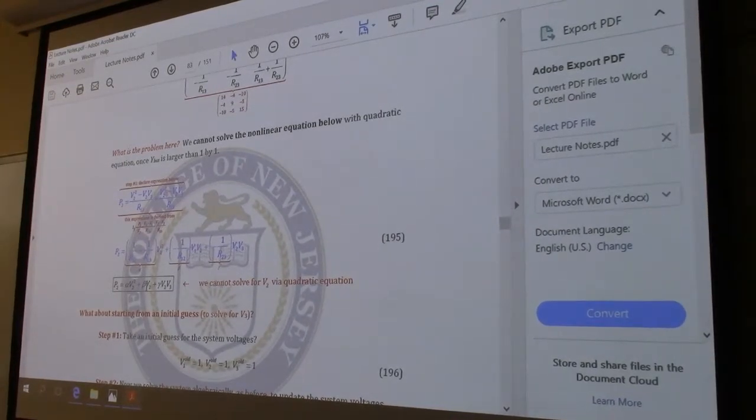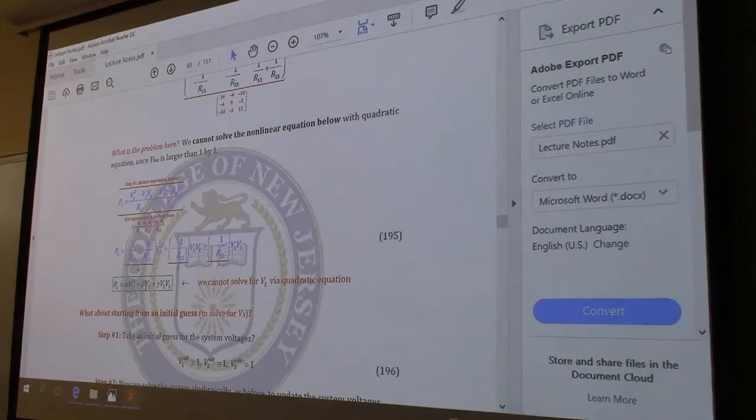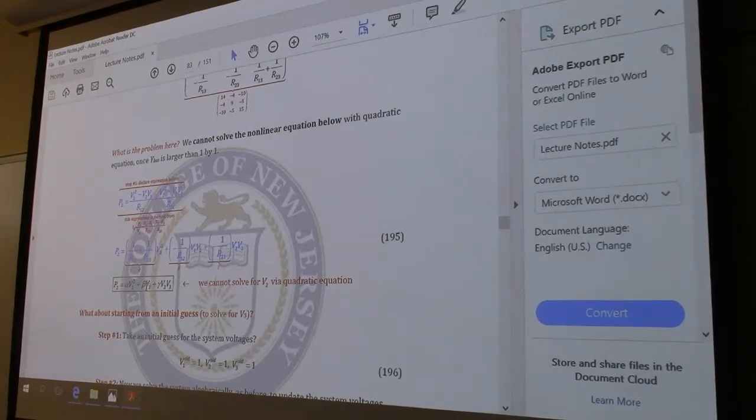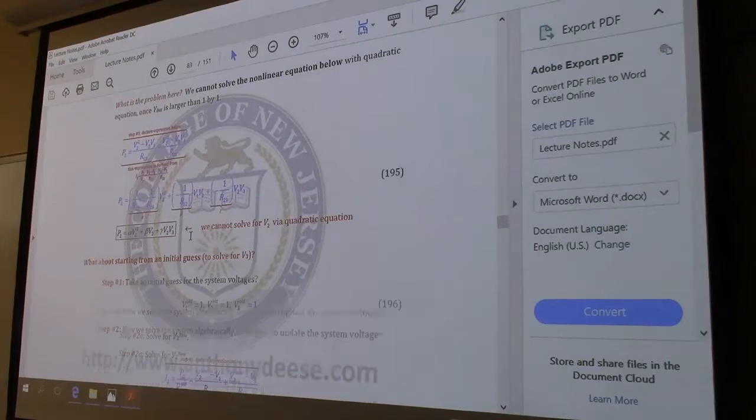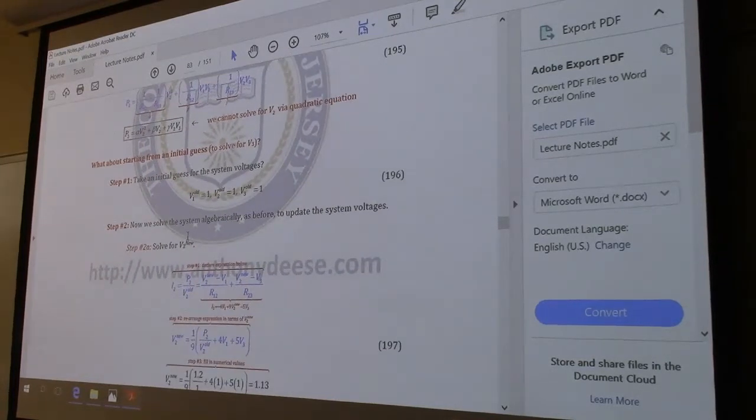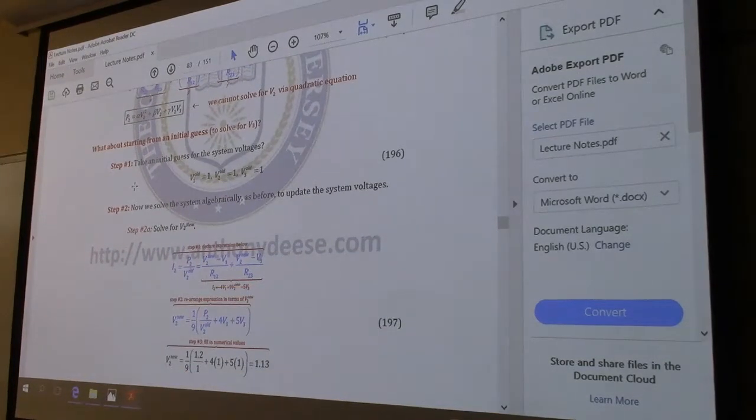Now, so how do we solve this? One way is to start from an initial guess and do this iteratively.